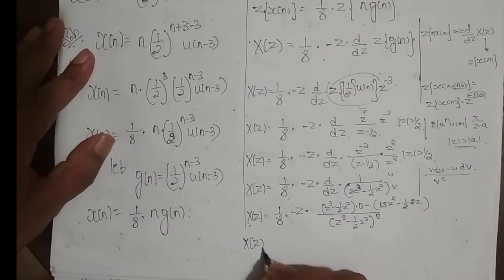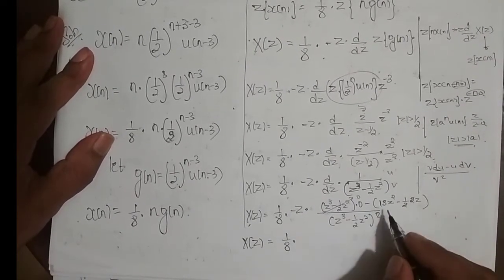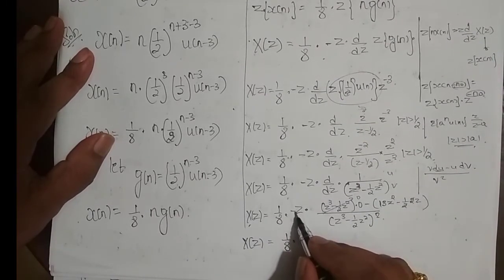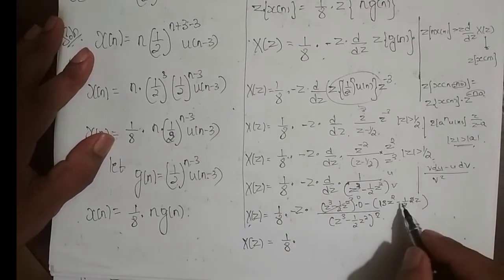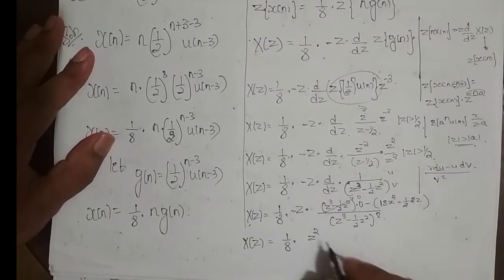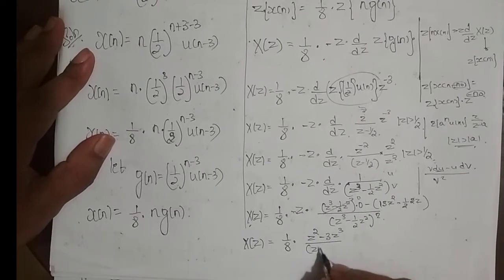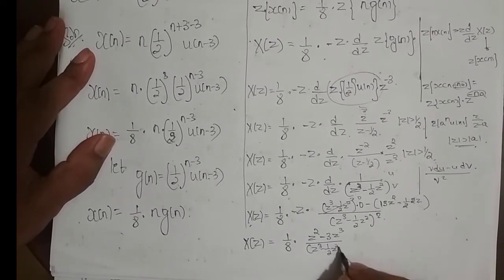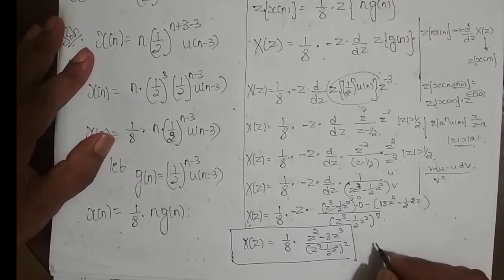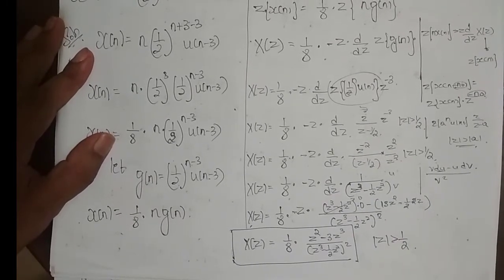I end up with X(z) is equal to 1 by 8 into, this term is 0, so this is (3z square minus z) times 1 more minus z. So what happens here is minus into minus, plus z square, and minus z times 3z square is minus of 3z cube, whole divided by (z cube minus 1 by 2 z square) whole square. So this is the Z transform. And what happens to the ROC is I have to carry on the ROC, so greater than 1 by 2.